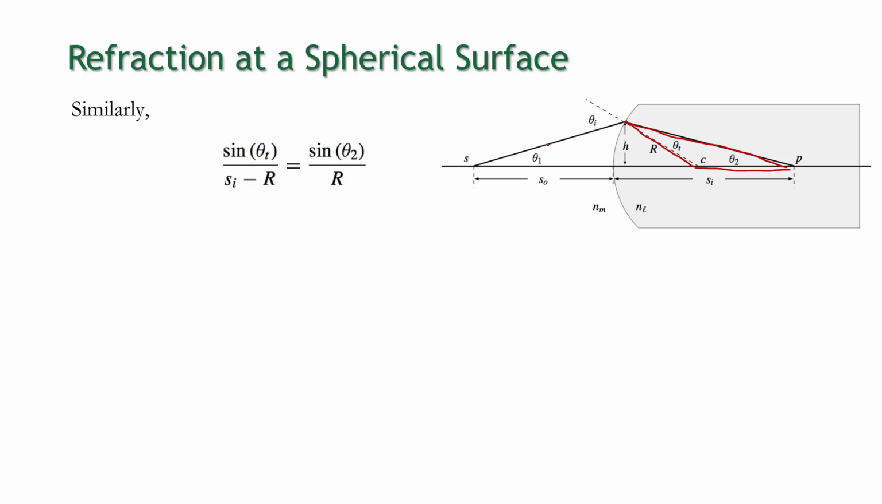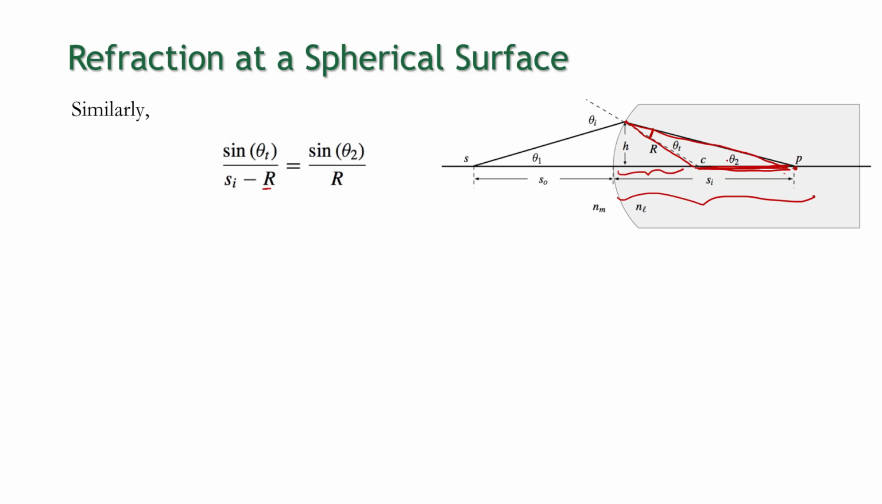Okay, so sine theta T, this is the angle of refraction or transmitted angle. Sine of that angle over the opposite side, and this side is this whole distance minus this distance. This whole distance is SI. Okay, here is the image, so image distance minus the radius of curvature R.